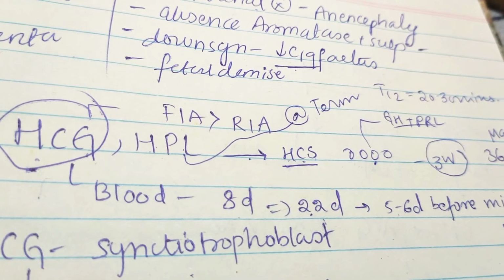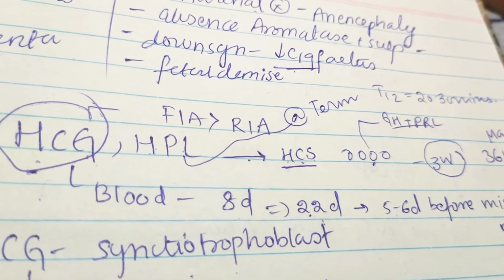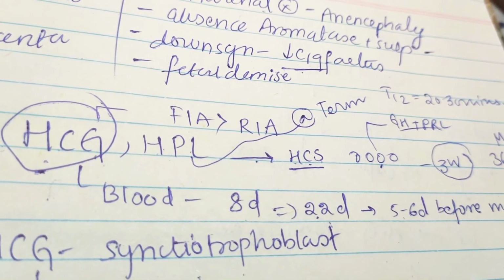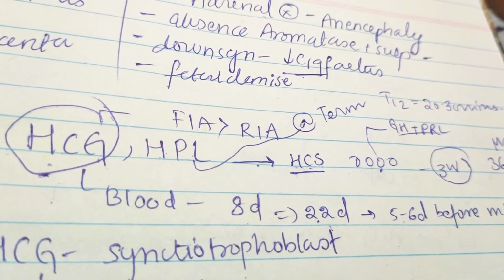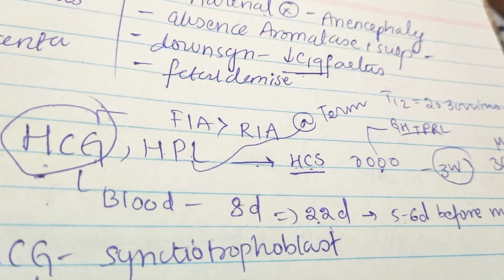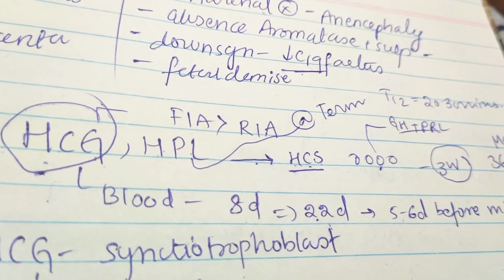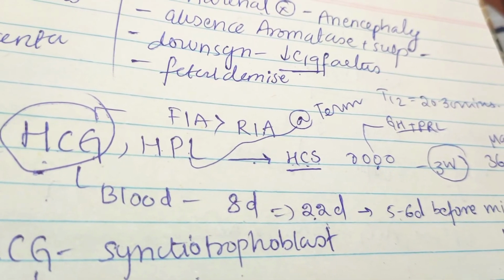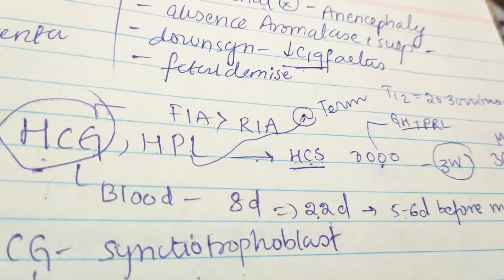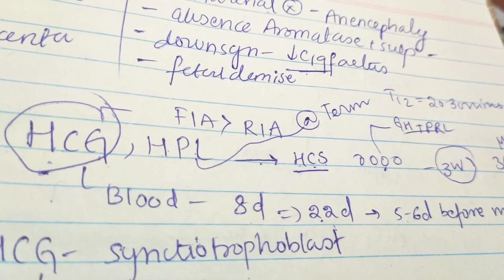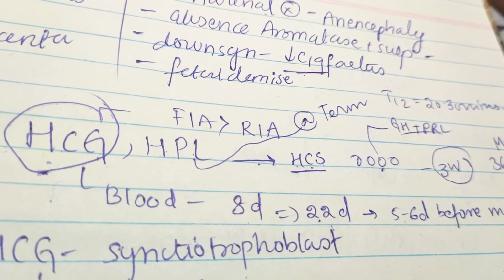What does it do? It mainly promotes lipolysis. So what is lipolysis? Breakdown of lipids. If the lipids are broken down, then the fatty acids are increased in the blood. This is used by the mother for energy requirement, and glucose is spared for the fetus. Actually here both glucose and fatty acids will increase in the blood, but the glucose is spared for the fetus, and the energy will be utilized by the mother only from fatty acids.